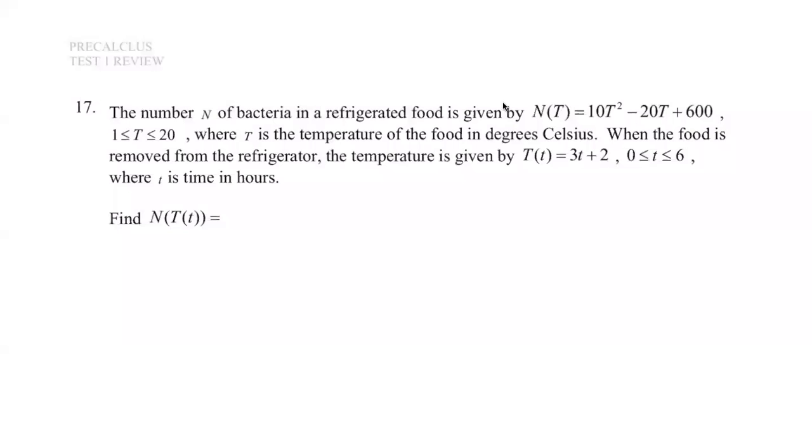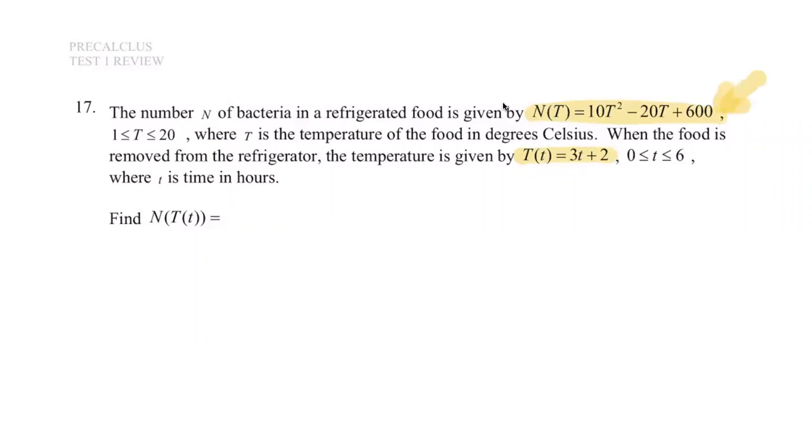Okay, let's go ahead and talk about number 17. Number 17 is just a composition of functions. You can see that we are given an N of big T, which is the number of bacteria that depends on time. I'm sorry, my bad. The first one is the number of bacteria that depends on the temperature.